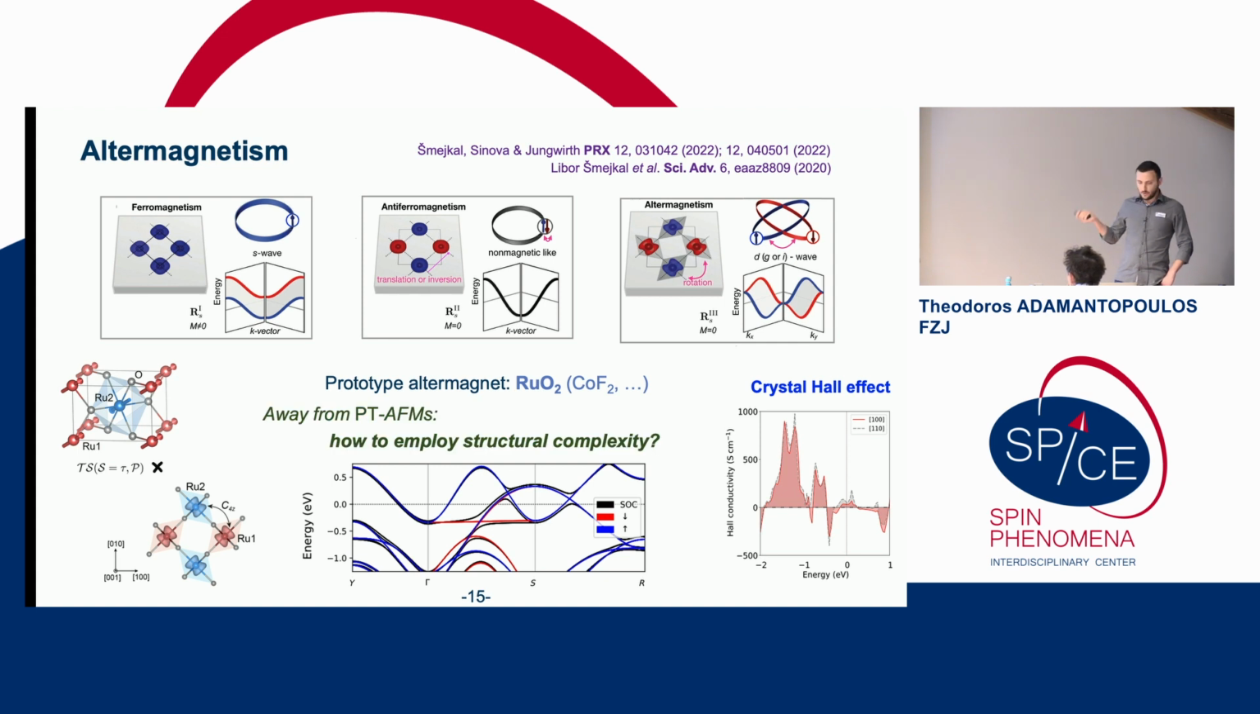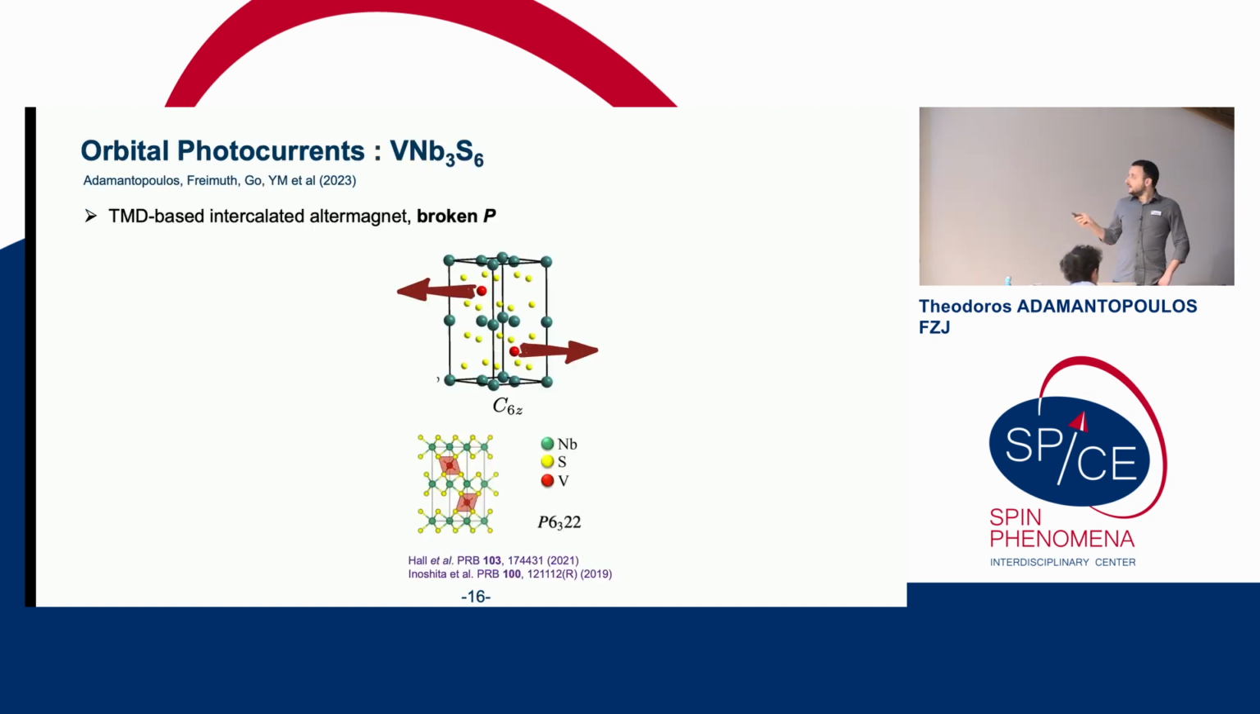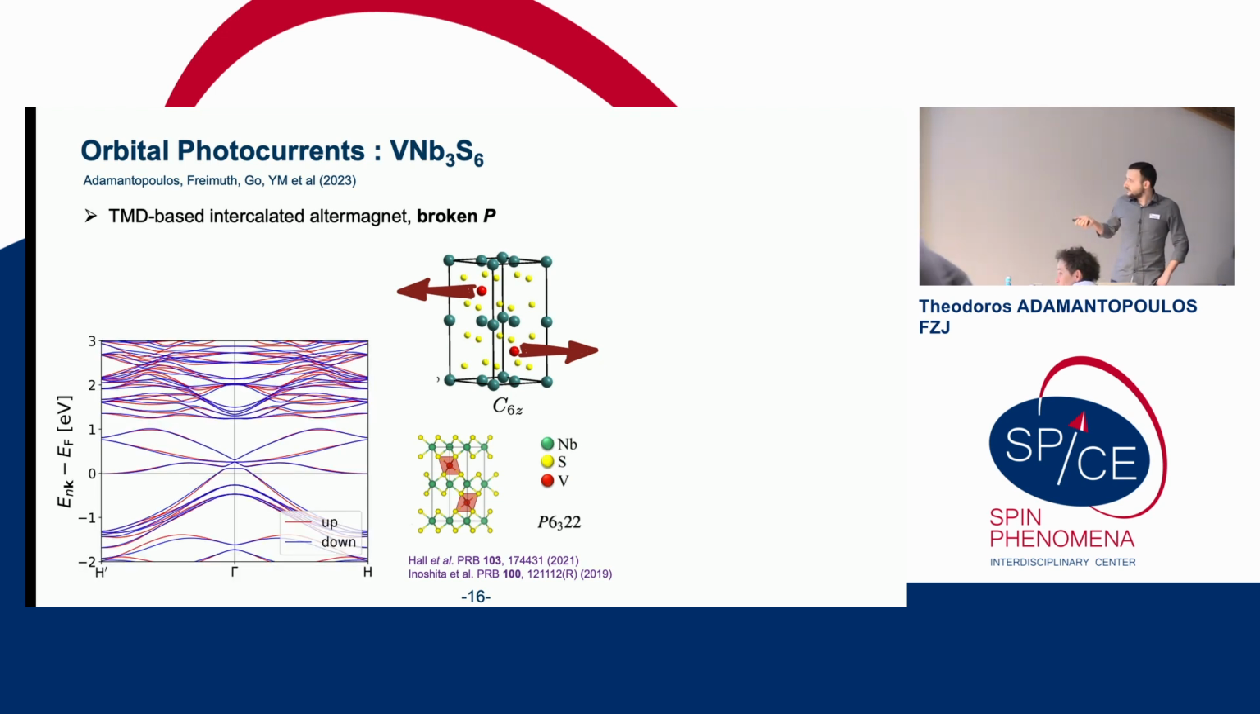And our goal is to employ this structural complexity of the altermagnets in order to go away from PT antiferromagnets. Unfortunately, ruthenium dioxide has inversion symmetry, so we don't like it. And we asked Libor Šmejkal about an altermagnet which has broken inversion symmetry, and he proposed to us this vanadium niobium sulfur. This is a TMD-based intercalated altermagnet with structurally broken inversion symmetry and with in-plane magnetization. Here in the band structure, you can see how large the spin splitting of the states is.